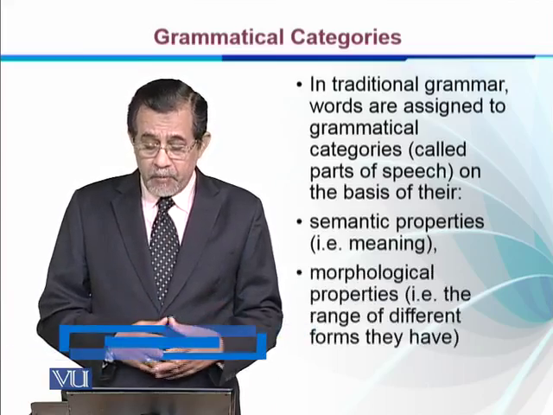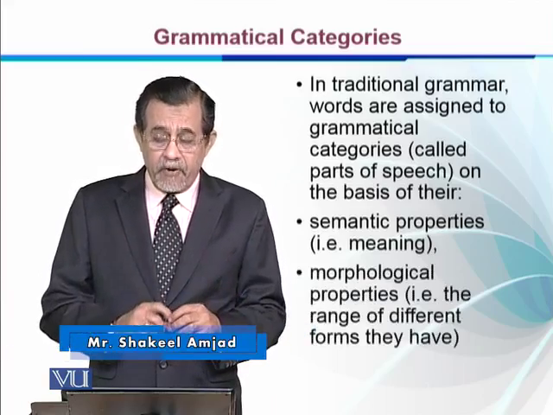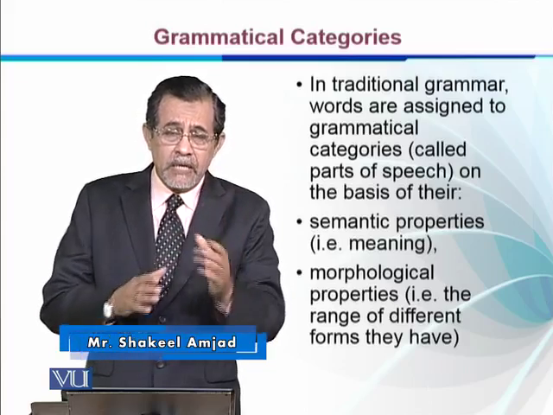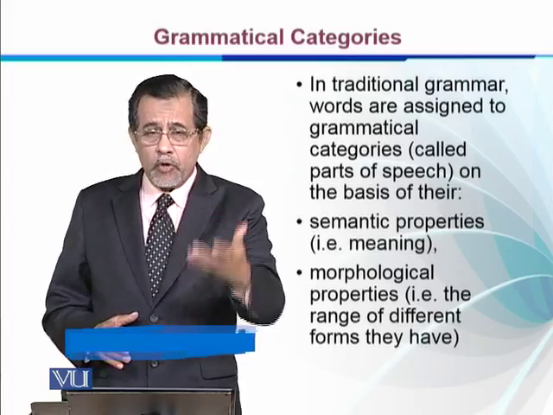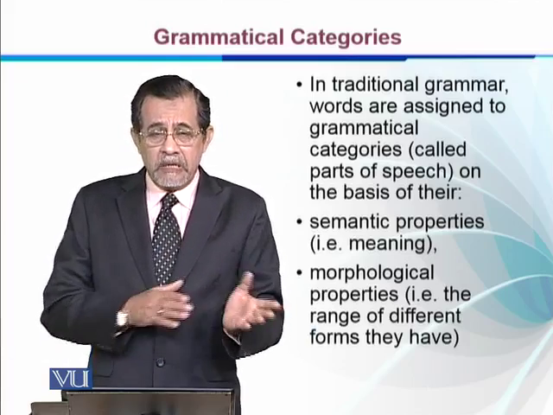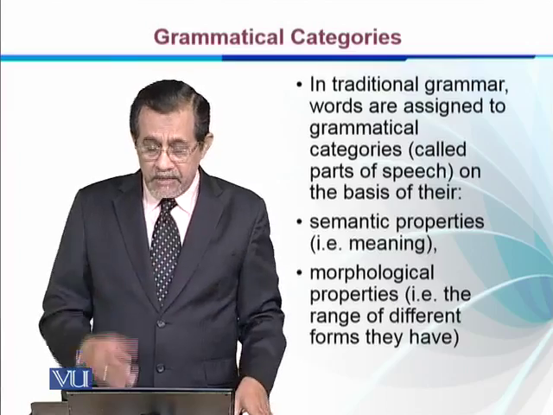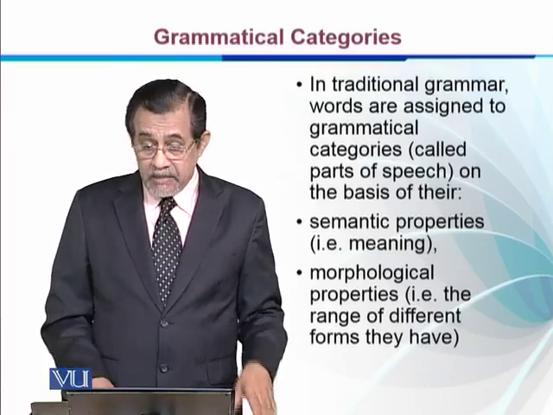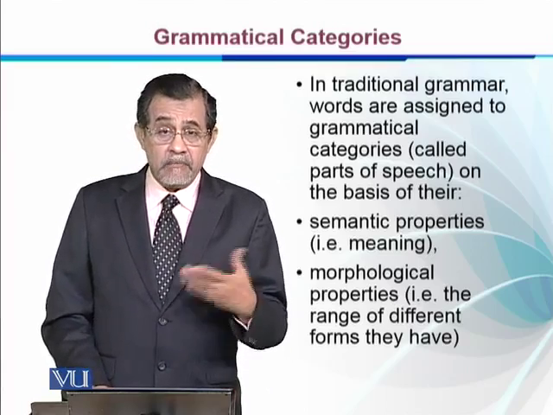Secondly, morphological properties, the range of different forms they have. In terms of verbs, we know that we can have a different range of verbs through morphology: working, worked, etc. And similarly, nouns, singular, plural. Similarly, we get many other things like case and mood, etc.